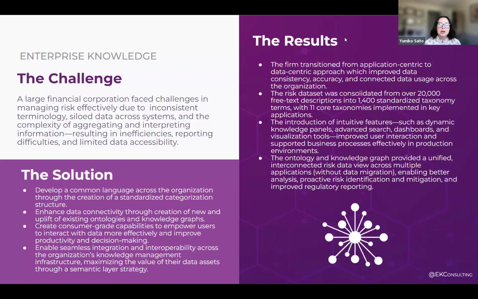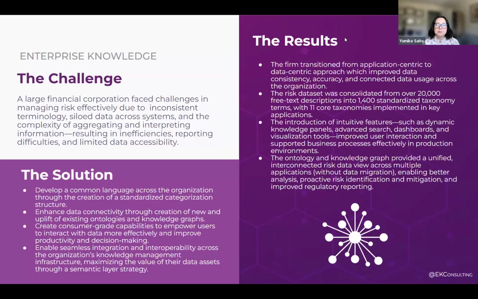The next step, once we had all those categories and taxonomies created, was: great, we have a standardized way of describing things, and all of our systems can start utilizing this common language. But then the next step is being able to create relationships between these different concepts so that you can start to infer some information and gather some data from it. So this is where we implemented an ontology and a knowledge graph.